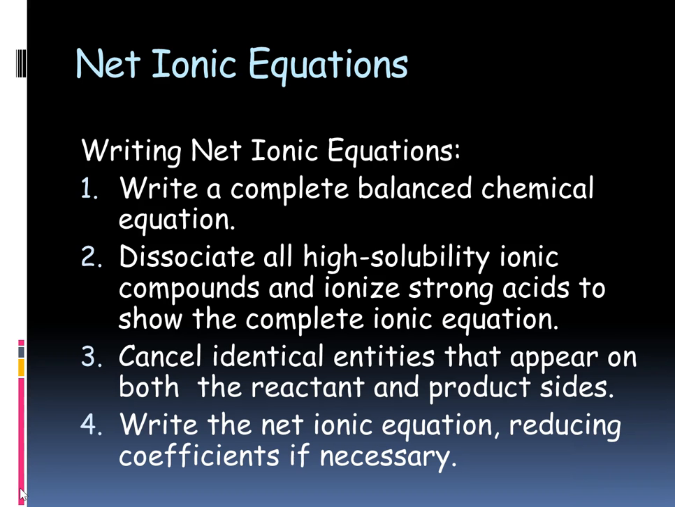When writing net ionic equations, the very first step is to write a balanced equation. Once that is finished, use the solubility table in your data booklet to determine which of the ionic entities will dissociate. Rewrite the equation with all soluble ionic compounds separated into their ions and the acids ionized. Any entities that are the same on both sides of the equation should be cancelled out. Your final step will be to rewrite the equation to show the net ionic equation.